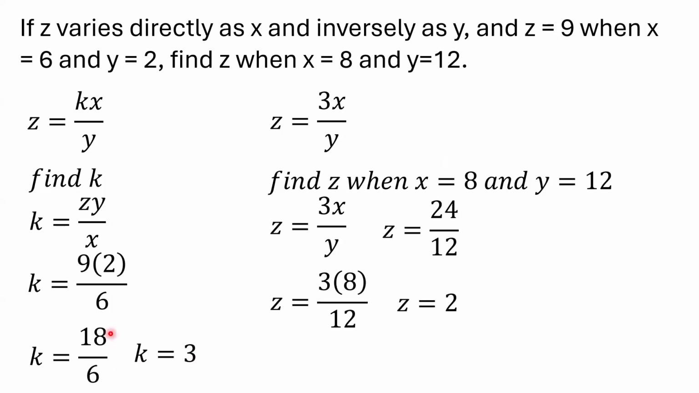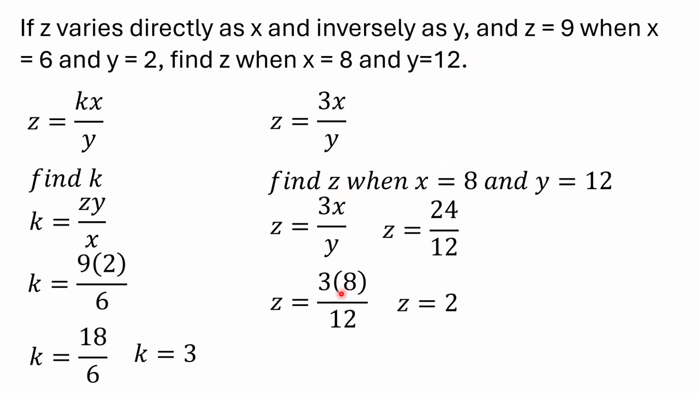I went back to our general equation and changed the value of k to 3. So z is equal to 3 times x over y. Now, in finding z when x is equal to 8 and y is equal to 12, I did the same thing: I substituted x as 8 and y as 12. So find z when x is equal to 8 and y is equal to 12.